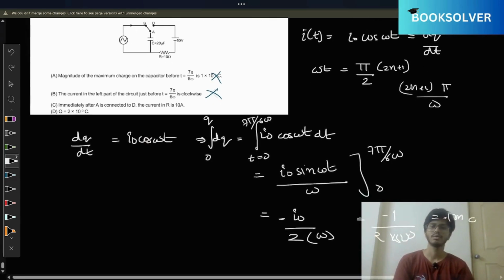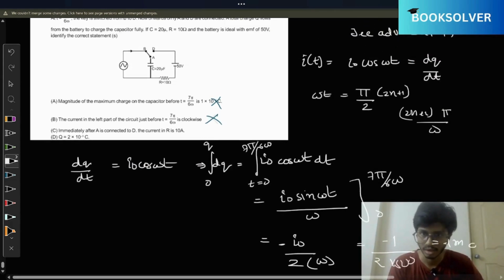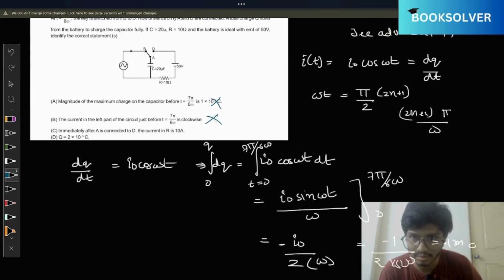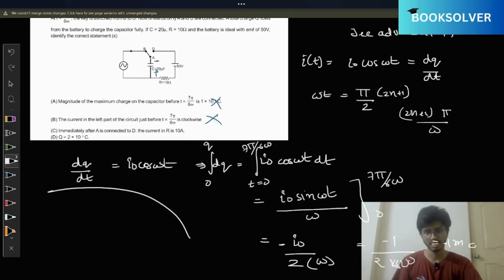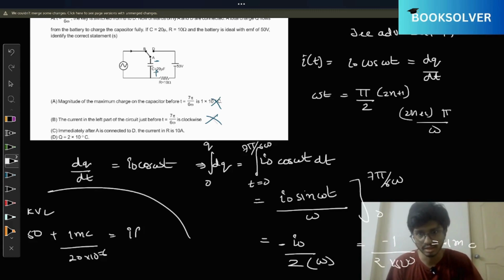Now, negative implies that here we have minus and here we have plus. Now we'll apply Kirchhoff's voltage law, KVL, over here. We can say that 50 plus q upon C, which is the charge upon 20 into 10 to the power minus 6 farads, is equal to I into R.